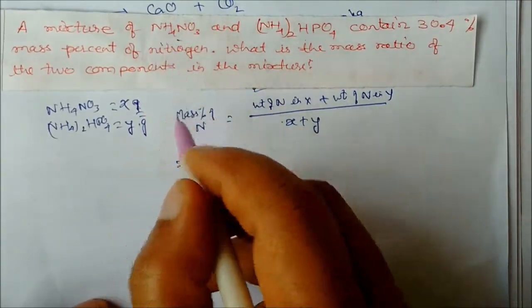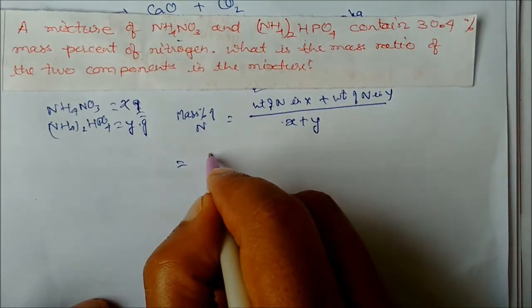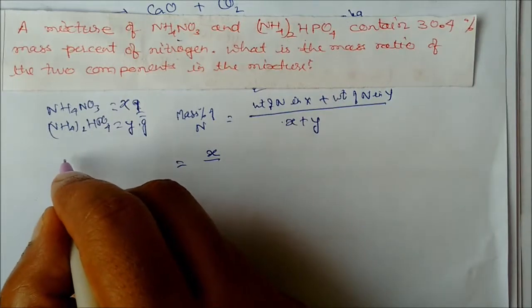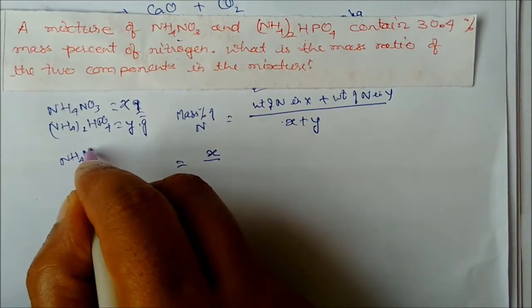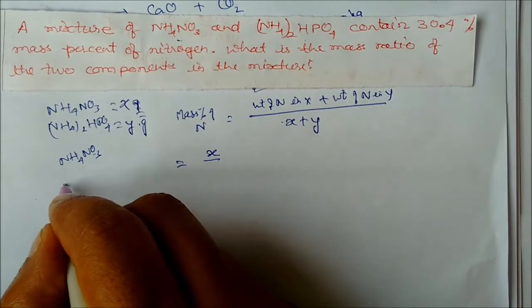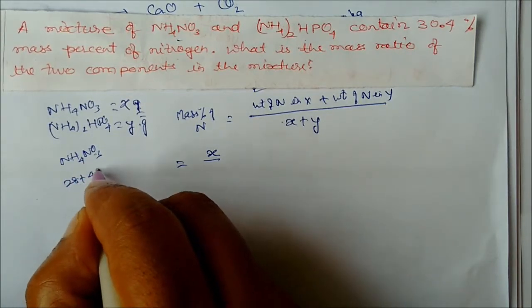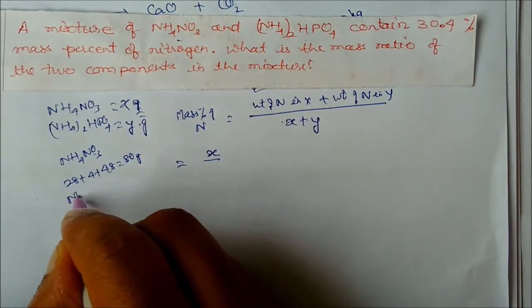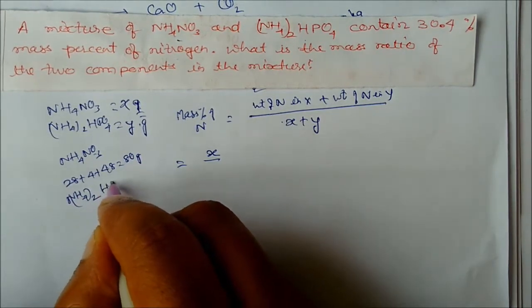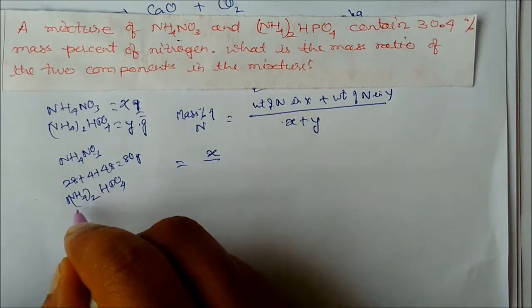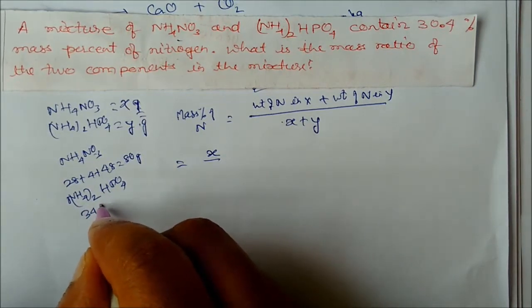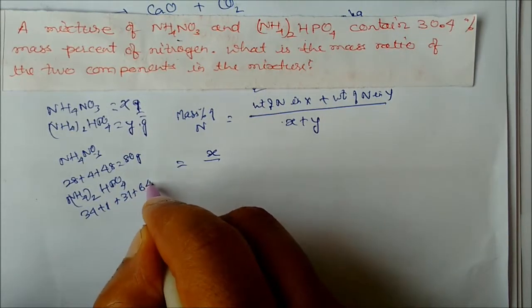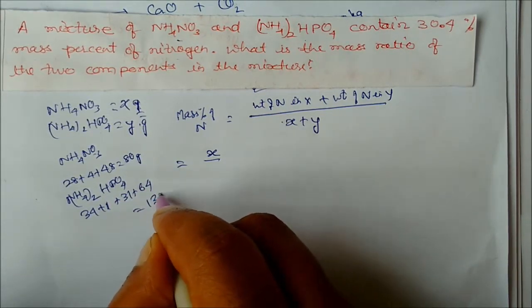So first we find the moles. The moles means here we can write X upon the molar mass of ammonium nitrate. What is the molar mass of ammonium nitrate? 2 nitrogen, 28 gram, plus 4, and plus 48. So this will come to 80 gram. Similarly for ammonium phosphate, (NH4)2HPO4, this is your 28 plus 9, and here phosphate is there, so 31 plus 64. So here you will get 132 gram.